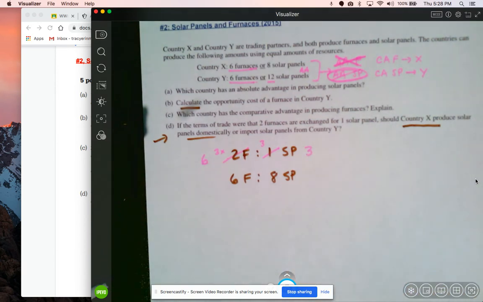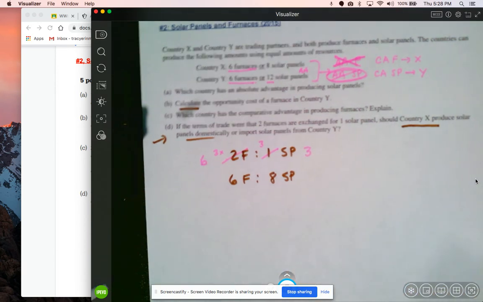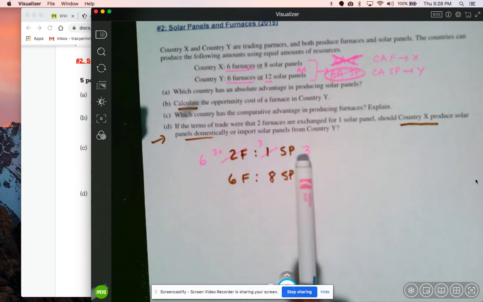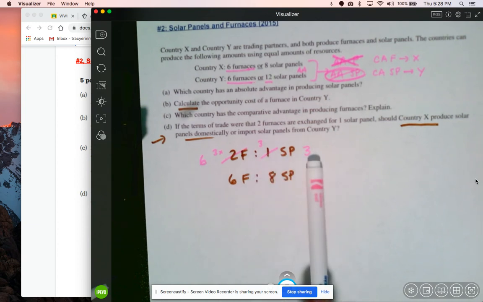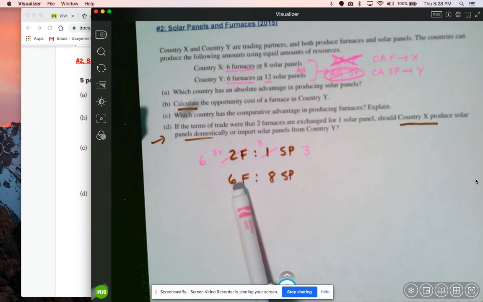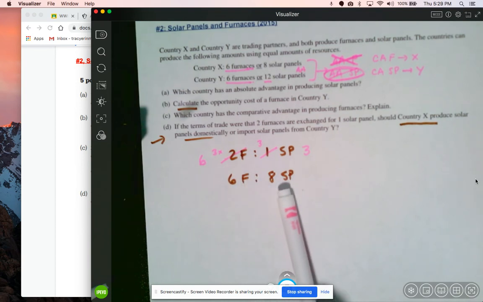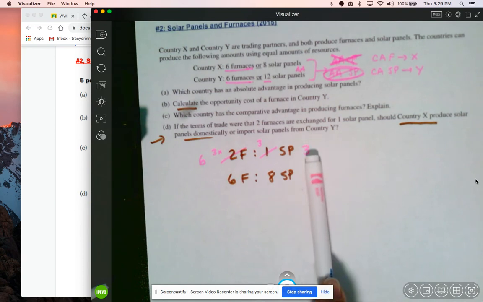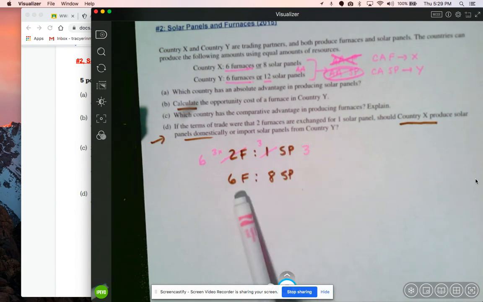Okay, so now here's the conversation. Country X, you can make 6 furnaces and import 3 solar panels from country Y. Do you want to do it? Country X says, well, at home we already make 6 furnaces, so we would be putting in the same amount of work. But we have 8 solar panels, and this trade would actually reduce our total amount of goods. So this trade is not advantageous for country X. They should continue to produce their goods domestically.